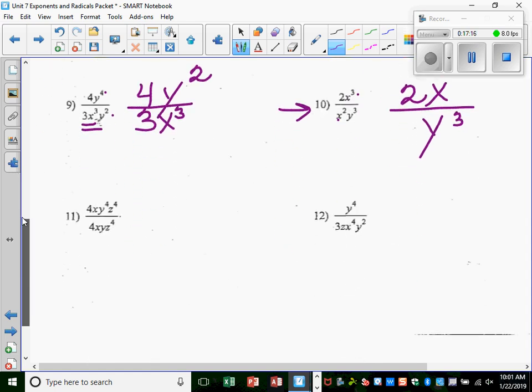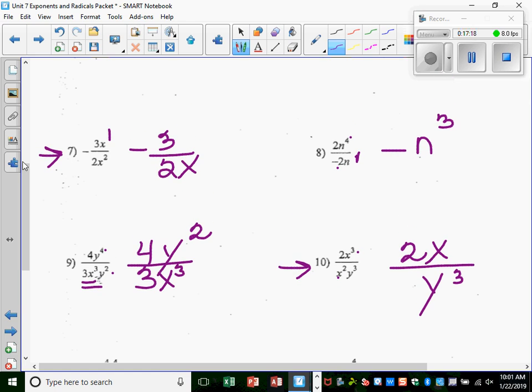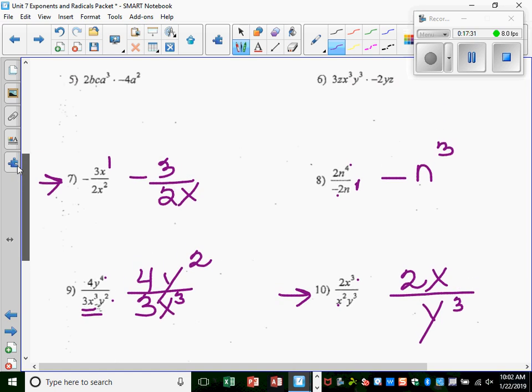So right now, just keep in mind, if you subtract and it comes out negative, just put that in the denominator, because by doing that, we get a positive exponent. And we'll do that rule next class. But for right now, if you subtract and it's a negative, just place it in the denominator.